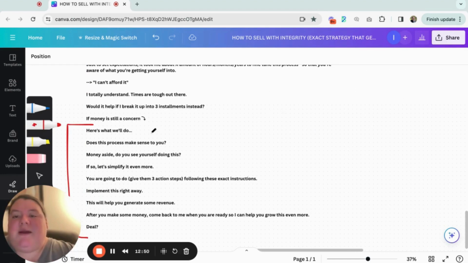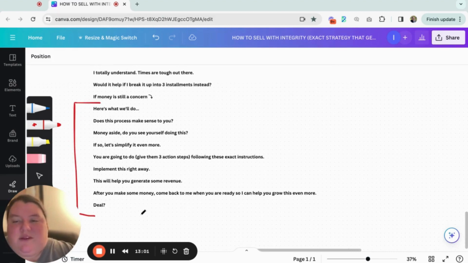And not just that, I have done this, and the people that have been in this position of not being able to do it, they go and they take the action, and then they either send me more people or they end up coming back to work with me, right? So if money is still a concern and it's just a logistics of I really want to do this but I can't, then I'll just say, does this process make sense to you? They're like, yeah. Money aside, do you see yourself doing this? If they say yeah, then I go, okay, let's simplify it.